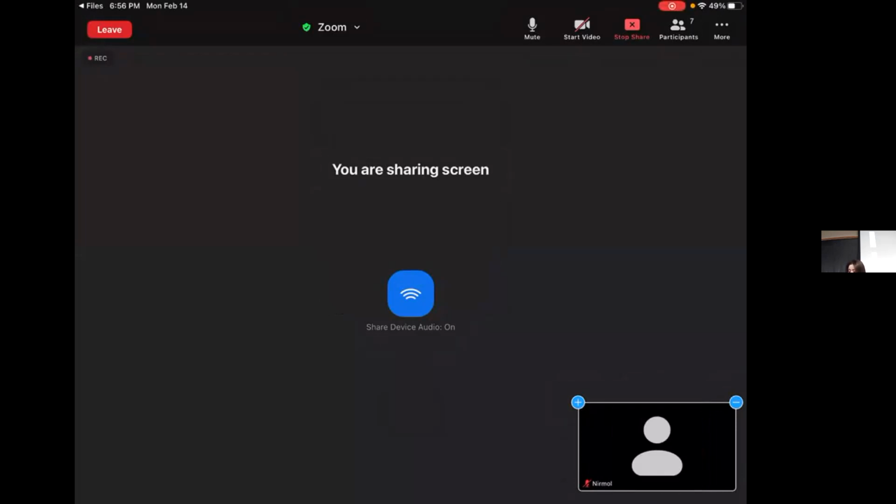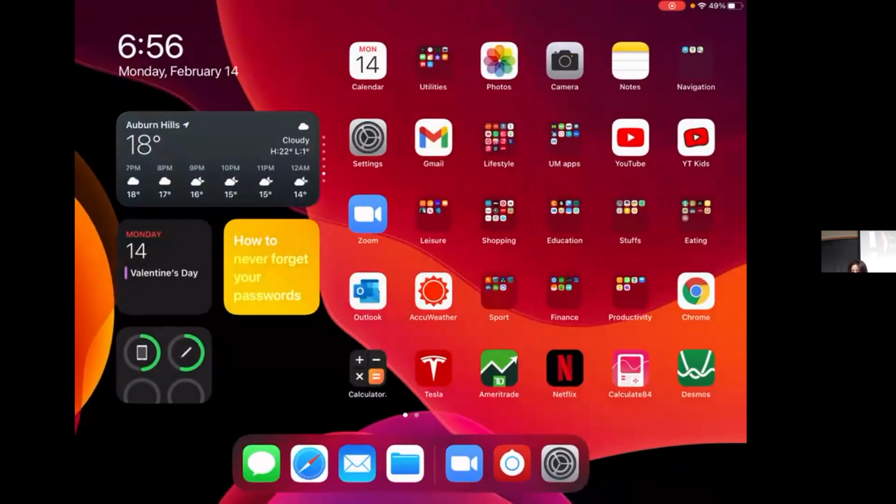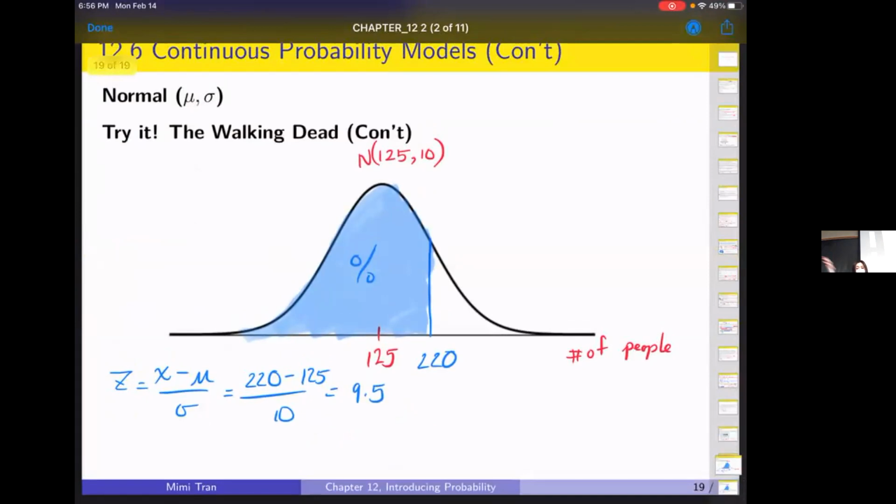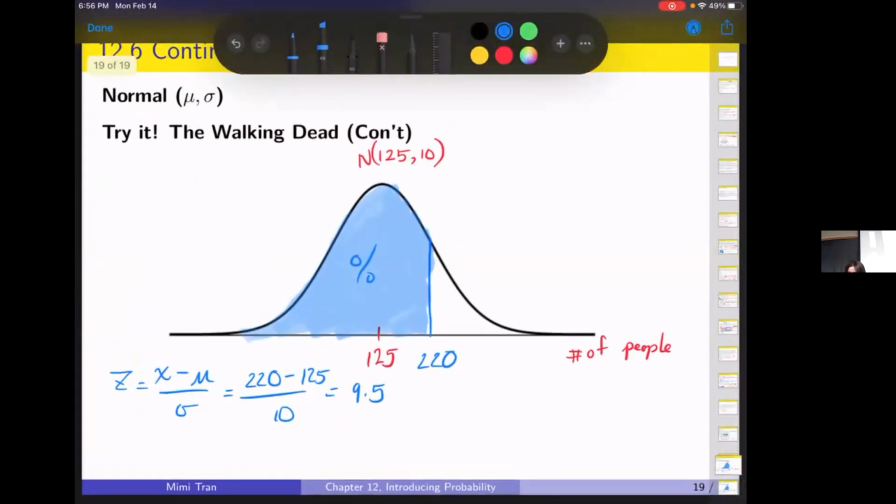One. Even though my picture is kind of deceiving, maybe I should have moved my blue bar to the right more, because I didn't know what it is. But if I know what it is, I should have moved my blue bar all the way here. This is 220.